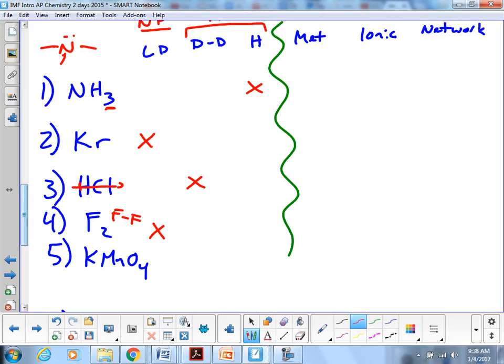By the way, again, it's LD because of London dispersion. It's not LD because of London, L-din. I just want to make sure that's what starts happening. Not that that really changes anything, but I want to make sure you know what you're doing.